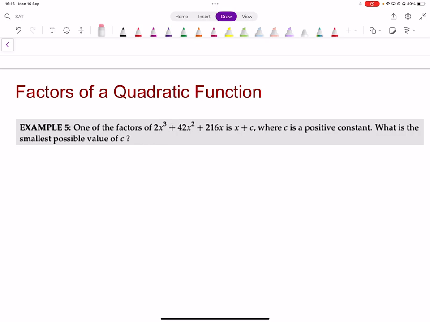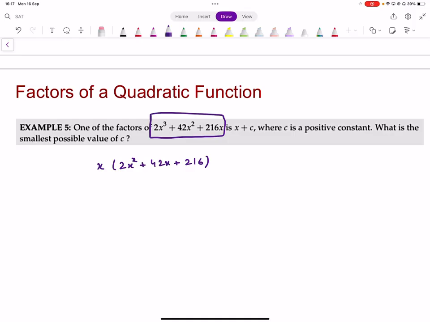Now, it's a cubic function. We are discussing quadratics. How is a quadratic function relevant here? You have to factorize this expression. How do you factorize this? Can we take x common? Because there's no constant term, right? We can take x common. If we take x common, that leaves us with 2x squared plus 42x plus 216.